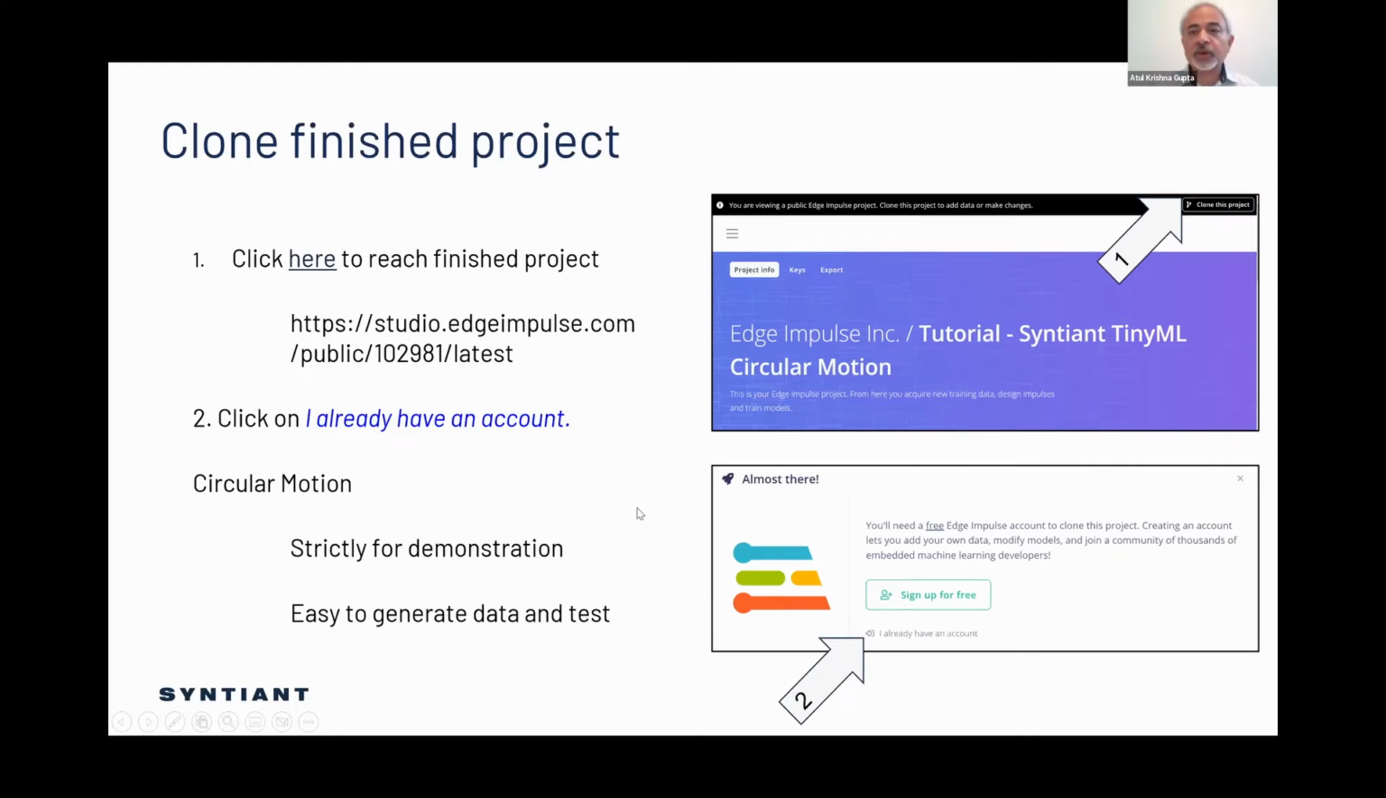Let's talk about what kind of application we want to develop. We chose circular motion because it doesn't actually serve any purpose. It is strictly for demonstration. We chose a project that does not interfere with our other customers' projects. This way we can talk about it and share the data openly, and it does not interfere with anybody's business, right?